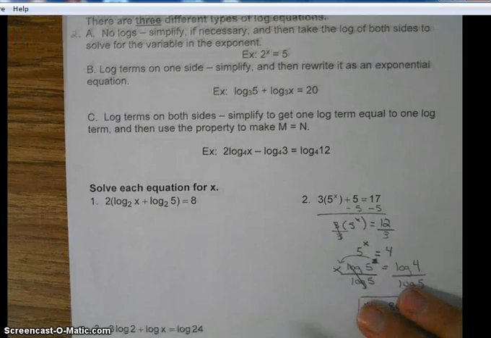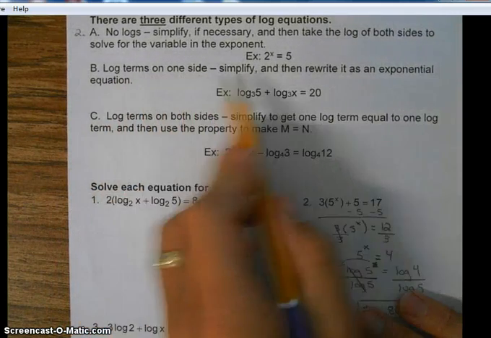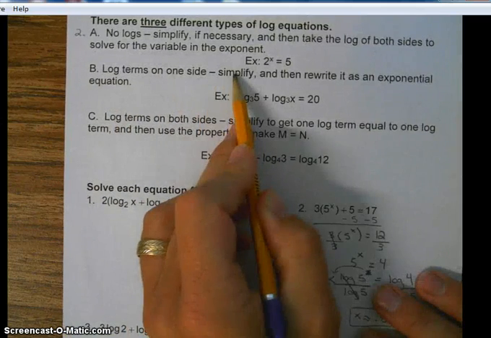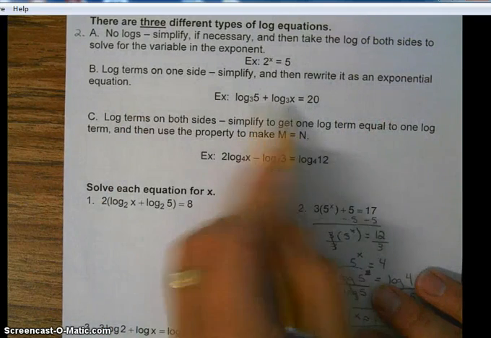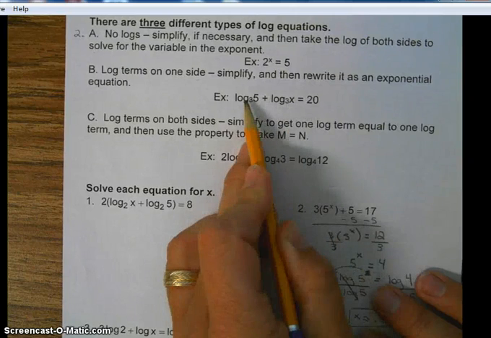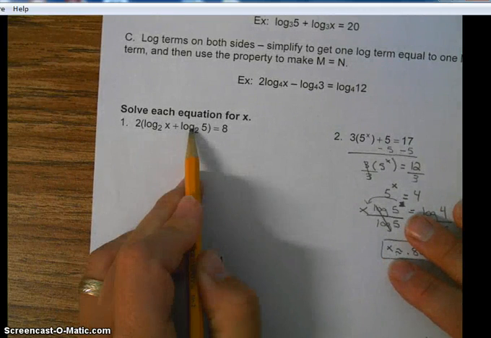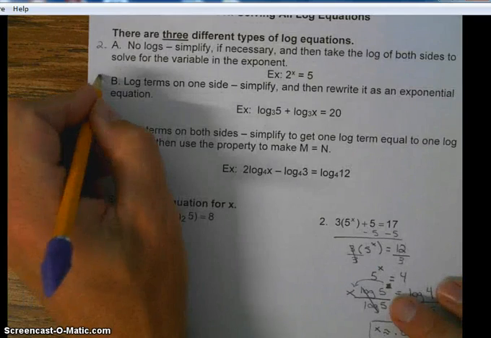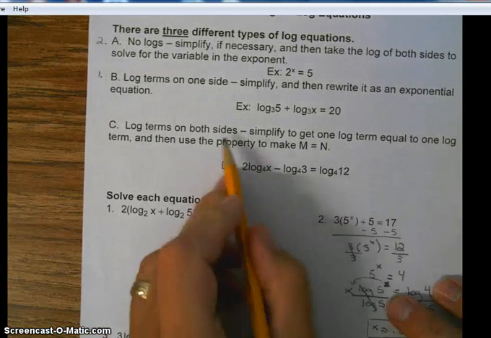Okay, let's look at the next one. It says log terms on one side. If you have log terms on one side, simplify, and then rewrite it as an exponential equation. So notice how we have log terms on one side. So let's see, do we have any of those going on here? Here we go, we have log terms on one side. No log terms on the other side. So for number 1, we're going to use these rules. It says to simplify.